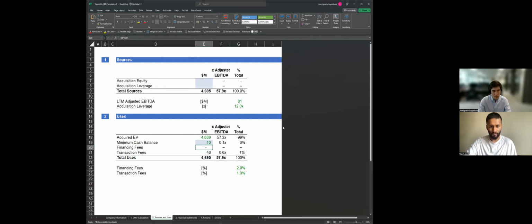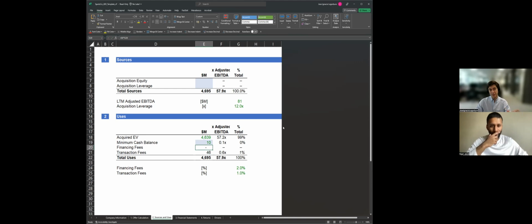The other point is the transaction fees. To perform all this analysis and to get to the point where you are acquiring the company, you need to hire consultants, tax advisors, financial advisors, right? All of that are fees that you need to add to your enterprise value and into your uses, because you will need to fund that, on top of paying the shareholders and the debt holders of Man United.